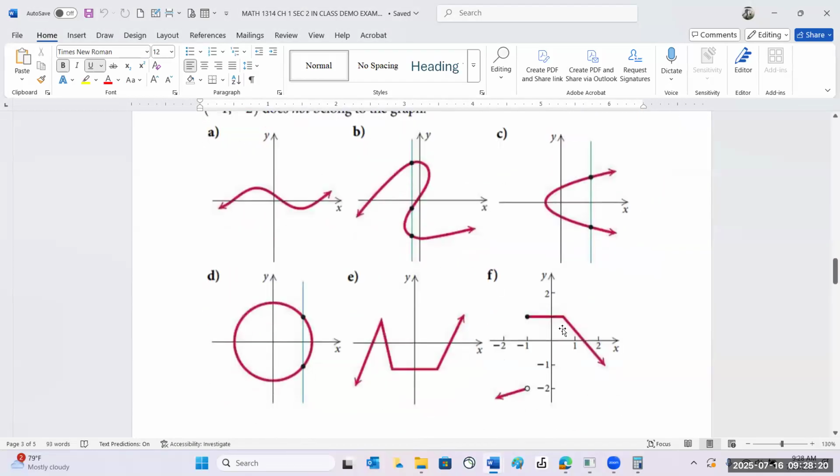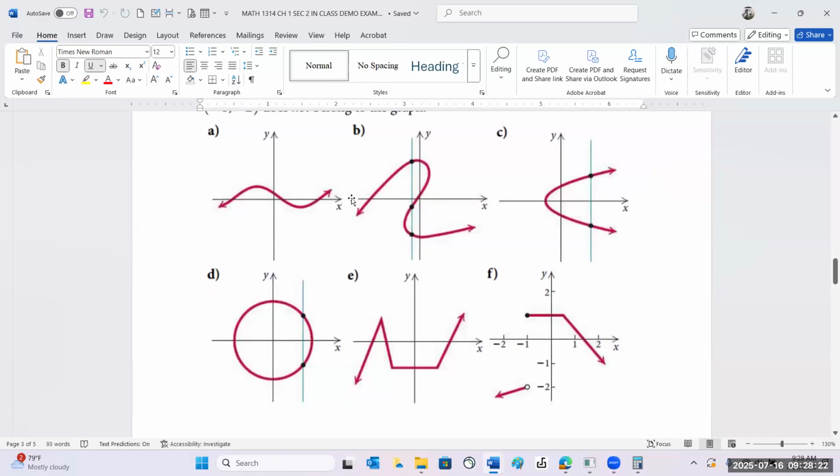So let's look at these. Is the first one a function? Yes, because I can draw. How about the second one? No, because I can draw a vertical line here and it crosses 3 times. Third one? No. Fourth one? No. Fifth one? Yes, that's a function. Sixth one? It is a function because anywhere I draw, it already crosses it once.